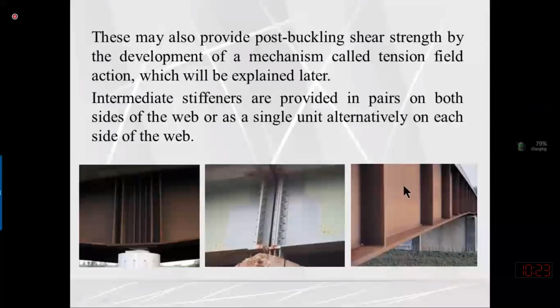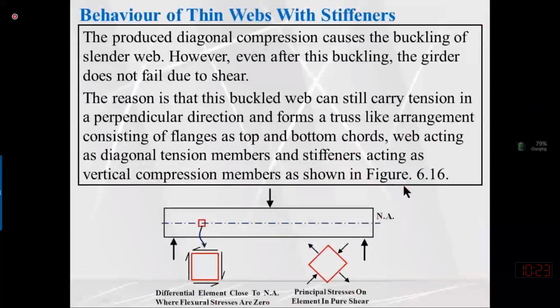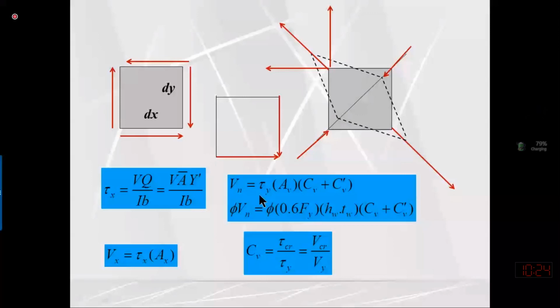Okay, before explaining this, let me explain this equation. Actually, how can we determine the shear capacity of the web? Normally the shear capacity of the web is equal to the shear strength of the web material times the area of the web. So that is the area of the web.